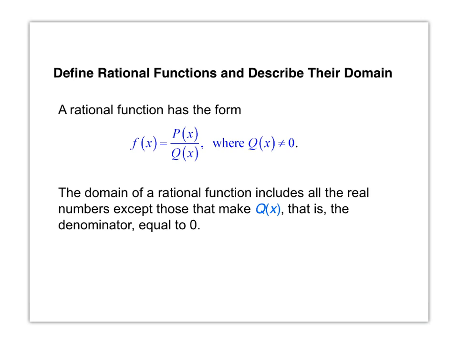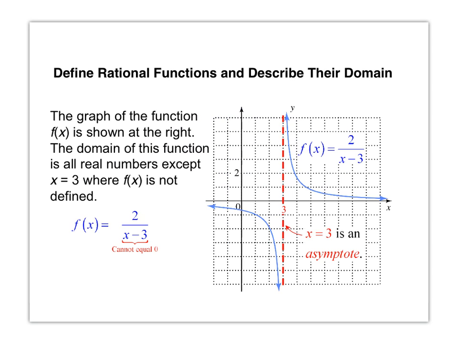A rational function has the form f of x equals p of x, a polynomial in the numerator, over q of x, a polynomial in the denominator, where the denominator polynomial cannot equal 0. The domain of the rational function includes all the real numbers except those that make the denominator polynomial q of x equal to 0. The graph of the function f of x is shown at the right.